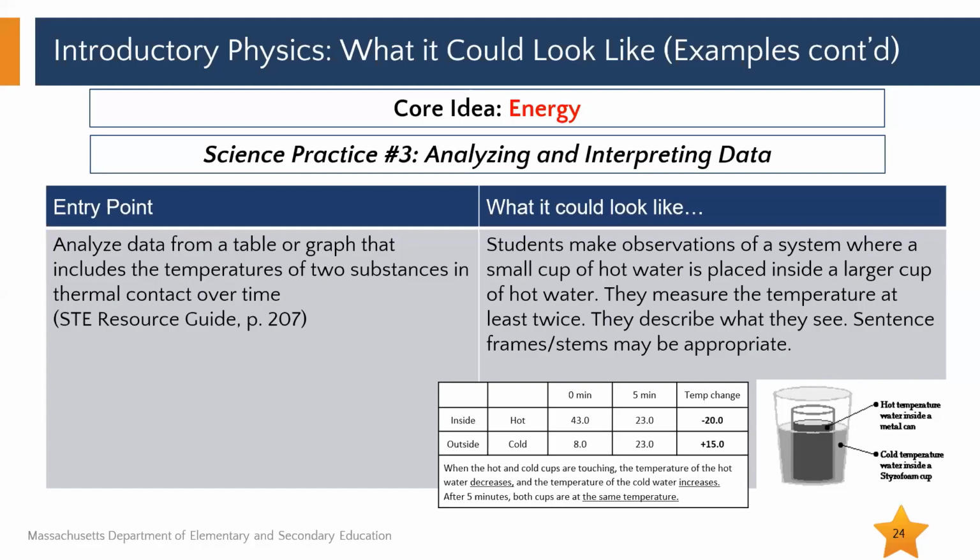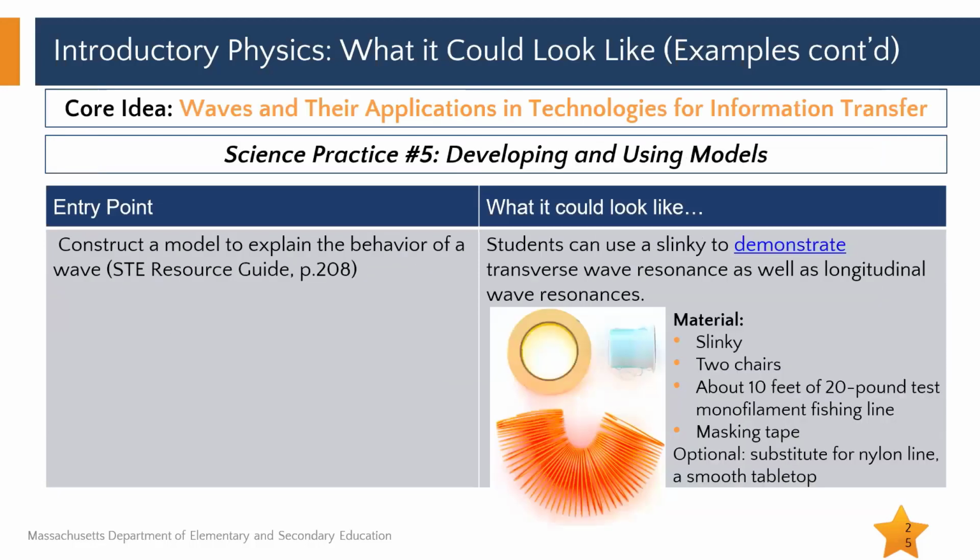And remember, you're going to do a total of 3 different practices for each of these core ideas. I'm only sharing one. Still in introductory physics, this is the third core idea, and this is science practice 5, developing and using models. The entry point is to construct a model to explain the behavior of a wave.